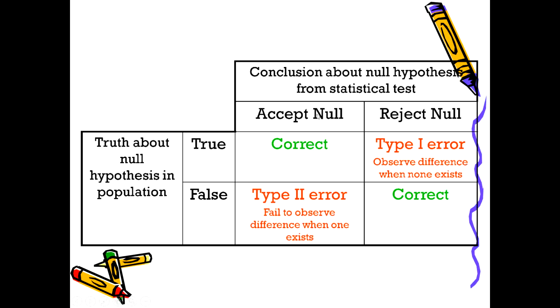If the researcher accepts the null hypothesis, when the null hypothesis is actually false, he is committing type 2 error. So he has failed to observe the difference when one exists. It means he is saying that I am accepting the null hypothesis, that there is no difference between the two, but actually there is a difference.